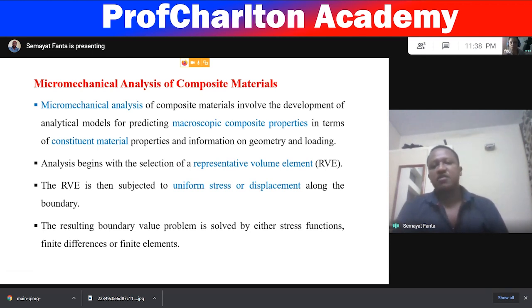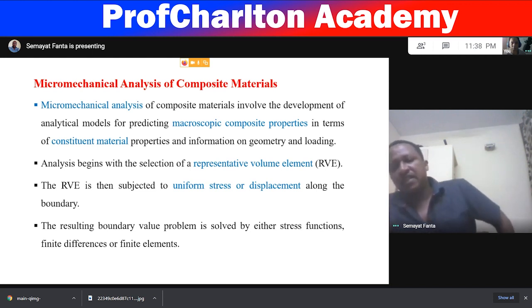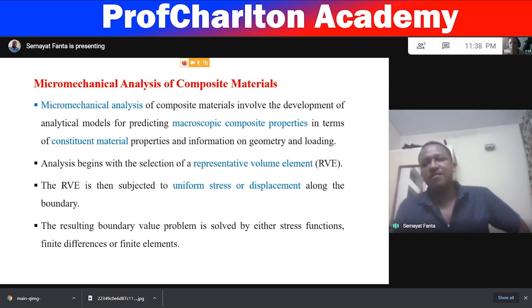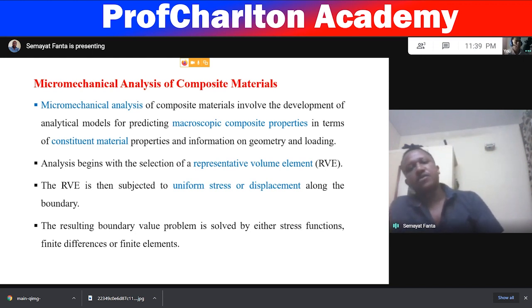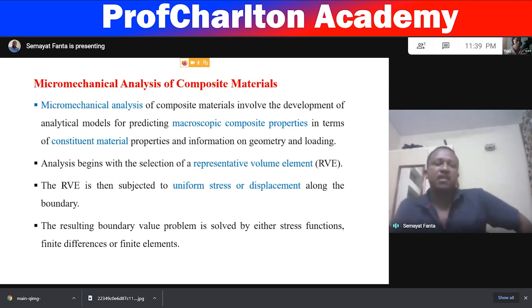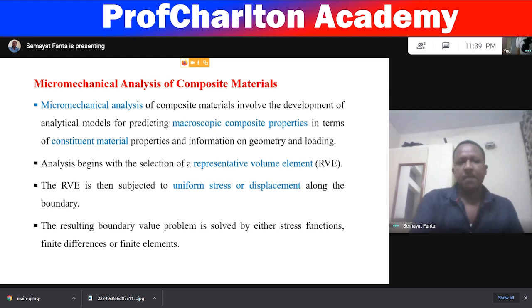Analysis begins with the selection of a representative volume element, which is a very small element of volume that constitutes fiber and matrix together. The representative volume element is then subjected to uniform stress or displacement along the boundaries. So the RVE is subjected to some uniform load and displacement. The resulting boundary value problem is solved by either stress functions, finite element method, or finite difference methods.